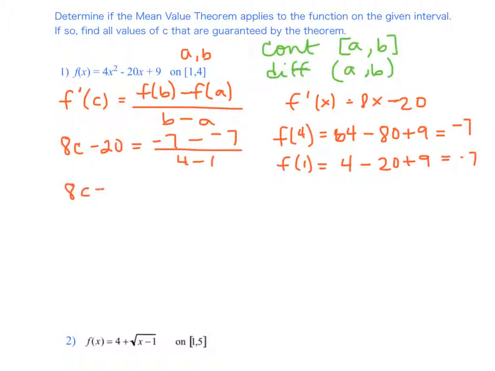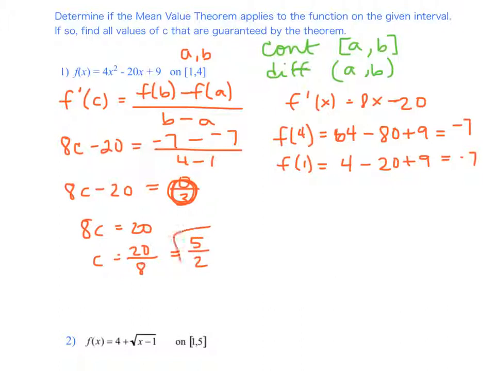So I get 8c minus 20 equals, if I clean this up, negative 7 minus a negative 7 is 0 over 3. So that's obviously just going to be one big 0, okay? So I'm going to add the 20 over, 8c is equal to 20, and c is equal to 20/8. Or, of course, if I divide top and bottom by 4, I get 5/2. So that is the c value, and I always want to make sure, does that c value fall in this interval? Inside it, it can't be 1 or 4. It has to fall inside of it. So 5/2, 2.5, does fall in between 1 and 4.